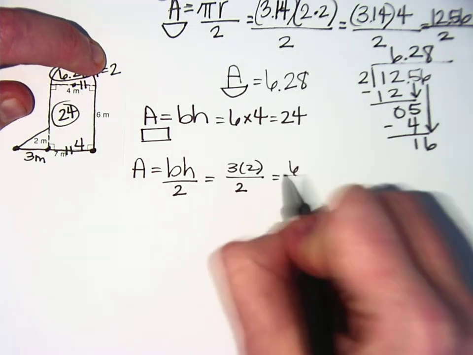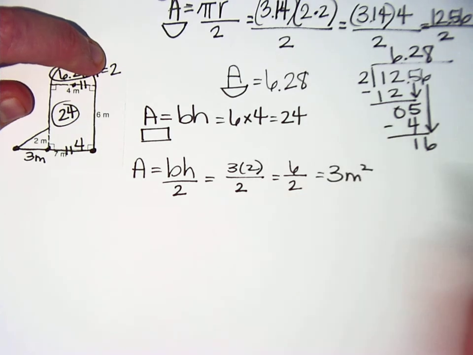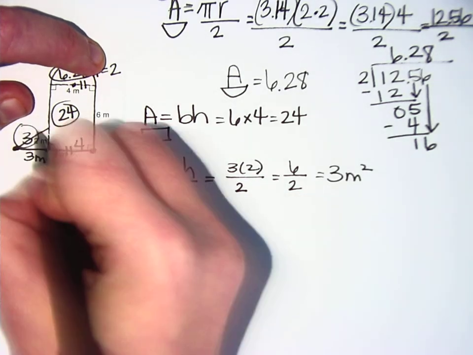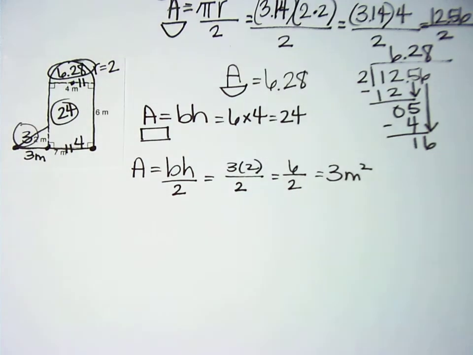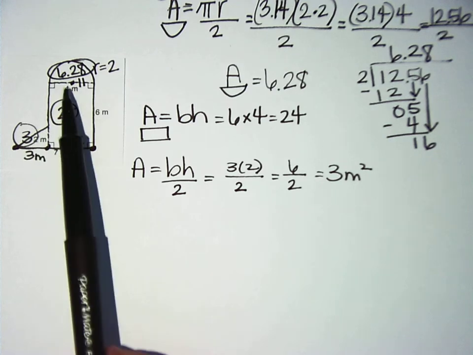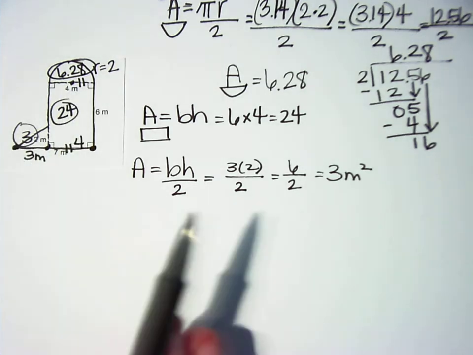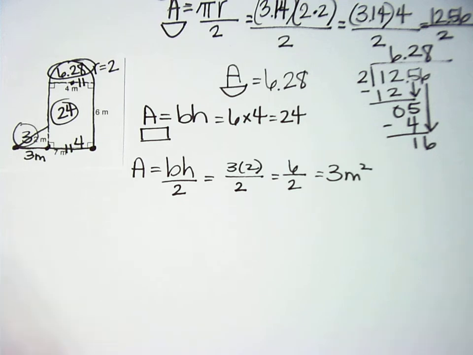3 times 2 is 6, divided by 2 is 3 meters squared. Okay? So once you've found your area, I want you to plug them into the squares and circle them. That way we can look back here and I can say, okay, I'm finished. I have found the area of all 3 of my shapes.